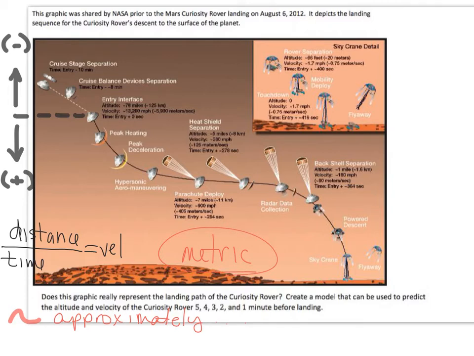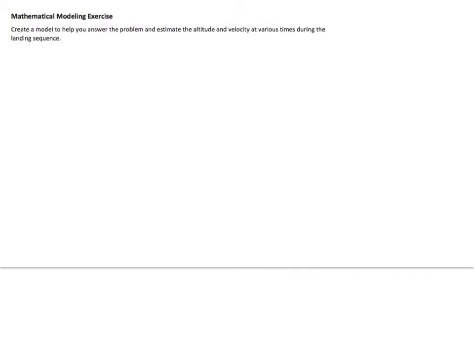Cool? I think that's it. Sorry, one more thing. I'm reading this down here now: does this graphic really represent the landing path of the Curiosity rover? Create a model that can be used to predict the altitude and velocity of the Curiosity rover at 5, 4, 3, 2, and 1 minutes before landing. That's what we're going to work through. It's going to take us a while, but that's what we're going to work through, okay? So, mathematical modeling exercise. Create a model to help you answer the problem and estimate the altitude and velocity at various times during the landing.